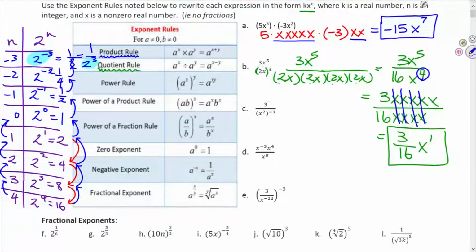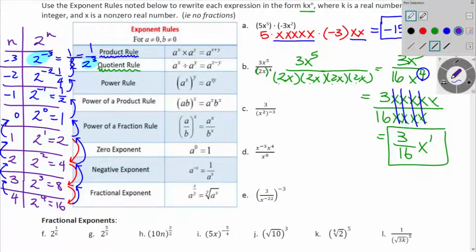So using that rule about negative exponents, and that's our negative exponent rule right here, I can take this down here, which is x squared being raised to the negative third power, and bring that to the numerator, switching which side of the division bar it's on, and change the sign of the exponent. And I would get 3 times x squared to the positive third power. Okay, that's using negative exponents.